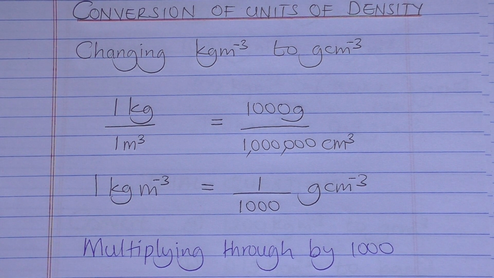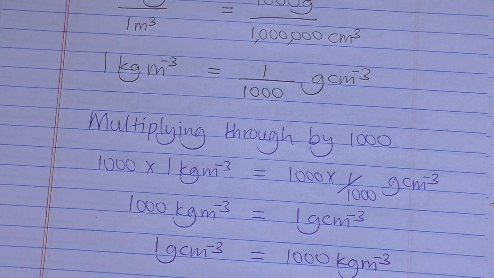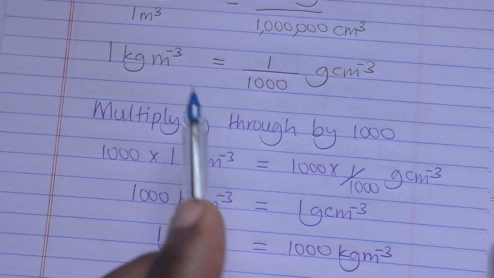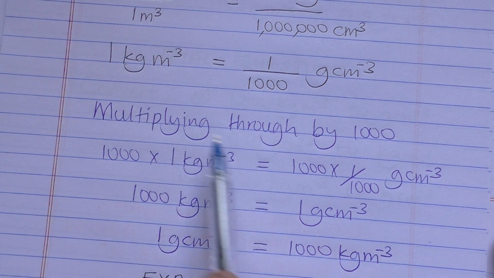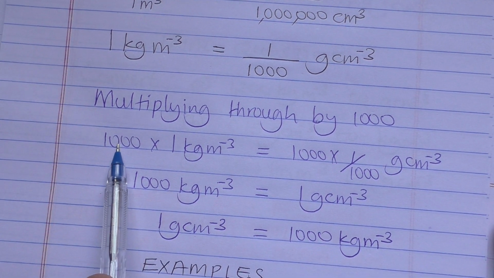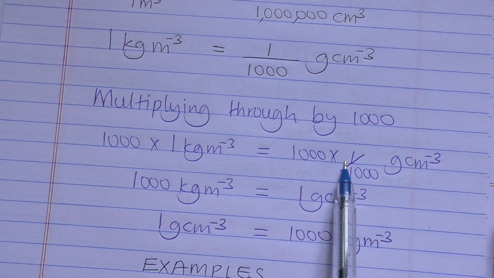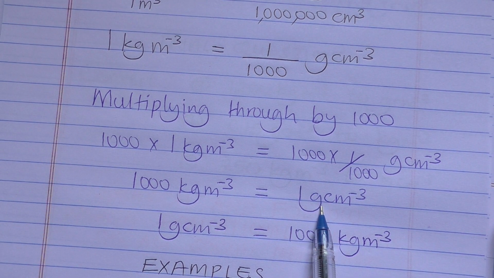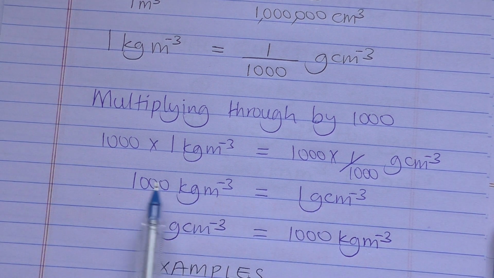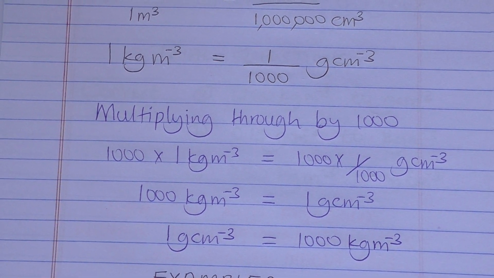Then we look at the equivalence of 1 gram per centimeter cube in terms of kilograms per meter cubed. So we shall simply continue from here, where we shall multiply through by 1,000. When we multiply through by 1,000, we shall get 1,000 times 1 kilogram per meter cubed, equaling to 1,000 times 1 over 1,000. So this one will cancel and give us 1 gram per centimeter cubed, being equivalent to 1,000 kilograms per meter cubed.